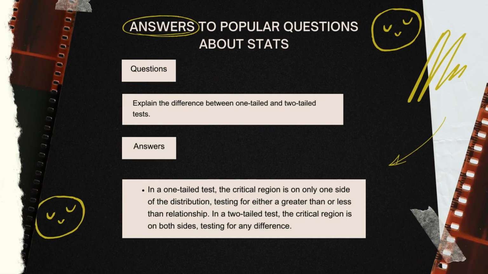Question: Explain the difference between one-tailed and two-tailed tests. Answer: In a one-tailed test, the critical region is on only one side of the distribution, testing for either a greater than or less than relationship. In a two-tailed test, the critical region is on both sides, testing for any difference.